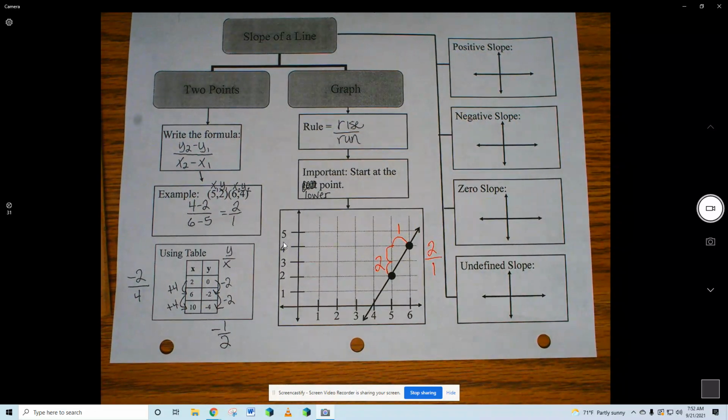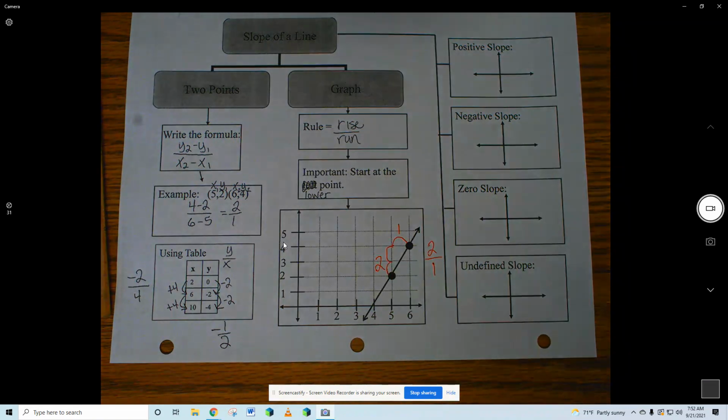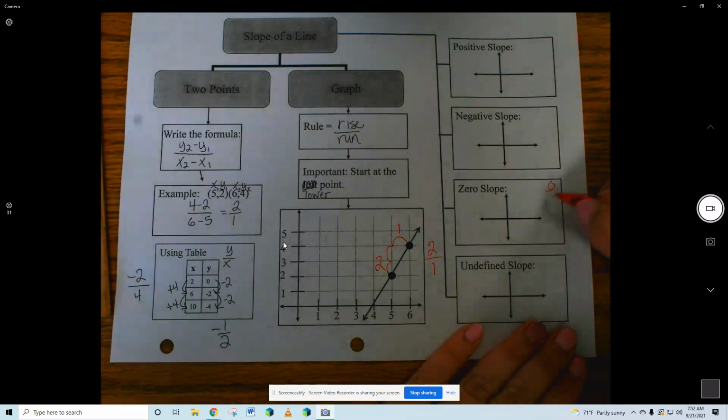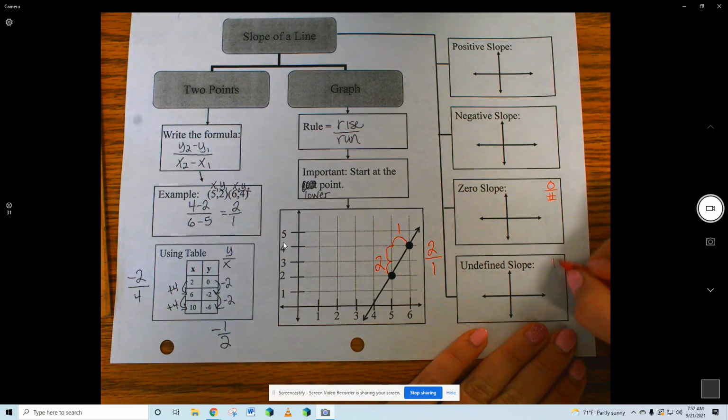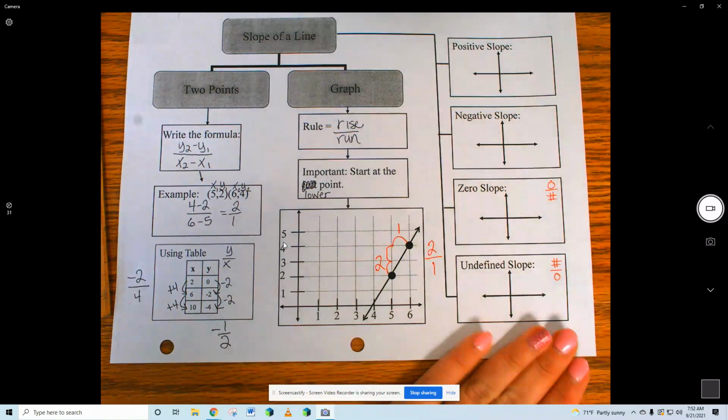Lastly, draw a picture of a line on the right side that would be a positive slope. Kind of show me what the line would look like. What direction would it be going? Then draw a negative slope line. What direction would that be going? Then draw a 0 slope, because a 0 slope means that 0 is on the top and a number is on the bottom. Undefined means that there's a number on top and 0 on the bottom.